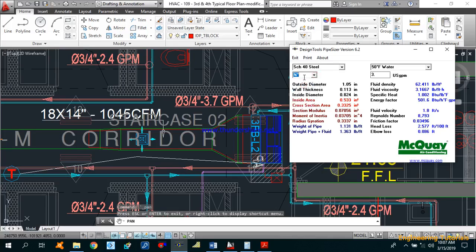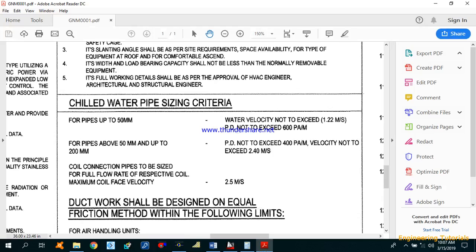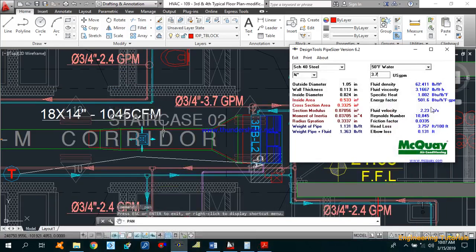So we are going to check 3/4 inch pipe size. If we use 3/4 inch pipe size and our GPM is 3.7, so we are going to use 3.7 GPM over here. As you can see, the fluid velocity now is 2.23 feet per second. That is less than our specified fluid velocity, that is 4 feet per second from our general mechanical notes. So fluid velocity is okay.